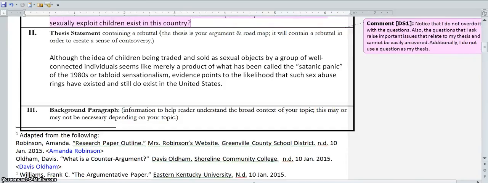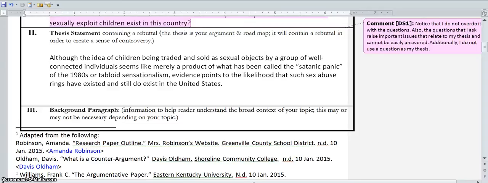Although the idea of children being traded and sold as sexual objects by a group of well-connected individuals seems like merely a product of what has been called the satanic panic of the 1980s, or tabloid sensationalism, evidence points to the likelihood that such sex abuse rings have existed and still do exist in the United States.